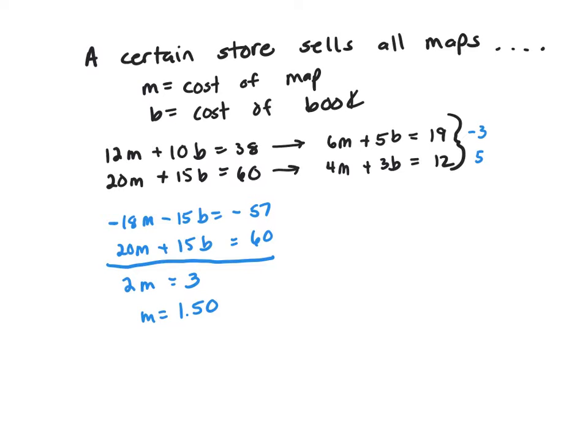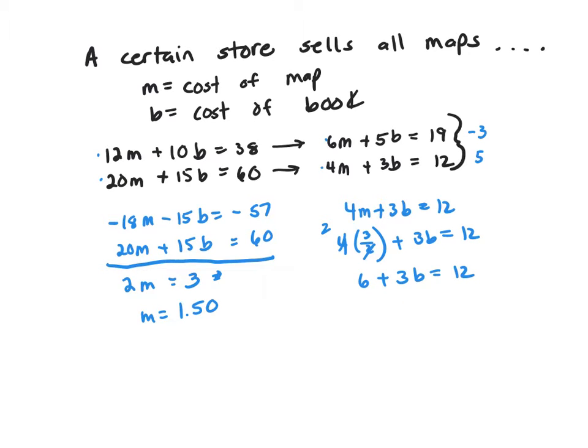And then I take this 3 halves, or $1.50, and plug it back into any of these equations. I'm going to choose the bottom one, 4m plus 3b equals 12, and I'm going to use 3 halves instead of the decimal, because I know the fraction is going to cancel. 2 goes into 4 2 times. 2 times 3 is 6, plus 3b equals 12, 3b equals 6, b equals 2 for the price of a book. So how much less does a map sell for than a book? Looks like 50 cents.